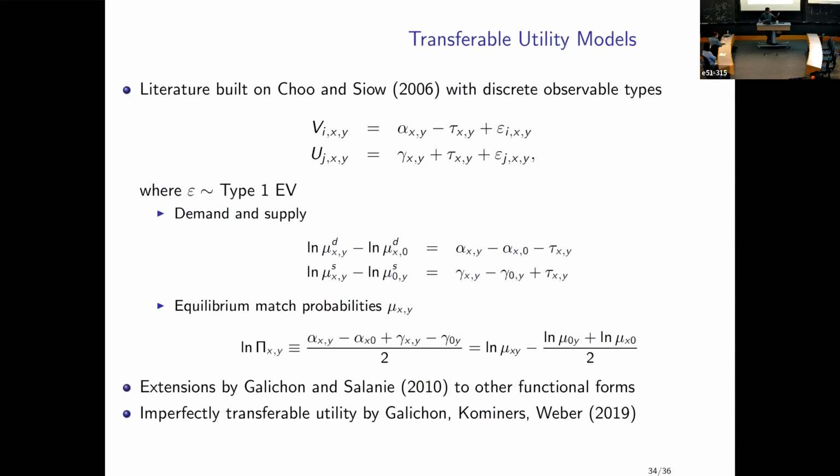Okay, so these kinds of things come up quite often, even in these models. And then there's an extension for the imperfectly transferable utility model by Galichon, Kominers, and Weber, where you can transfer some utility, but there's some portion that gets lost in the transfer. Maybe there's a leaky bucket, and that leaky bucket results in some loss during that transfer. Okay. And so if you're interested in a world where that looks more like this, then you could use this.